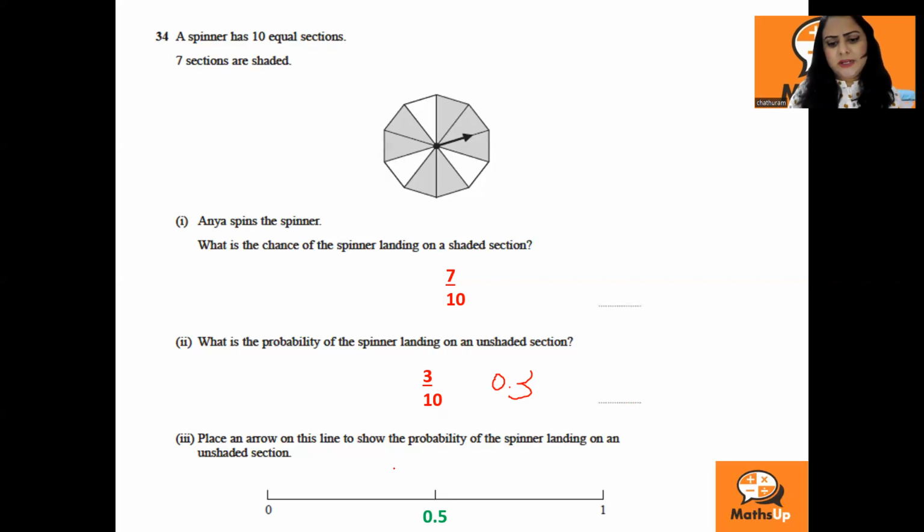So 0.3 can come at a place like this. So you have to place your arrow in a position like this. So if so, your answer is correct.